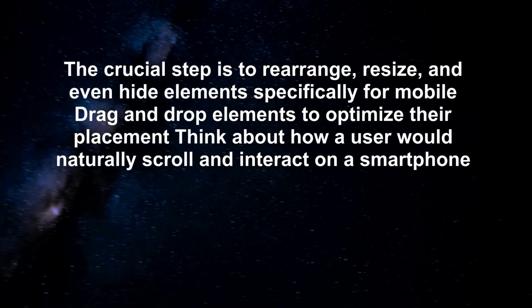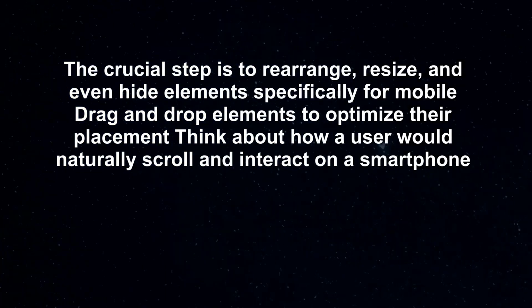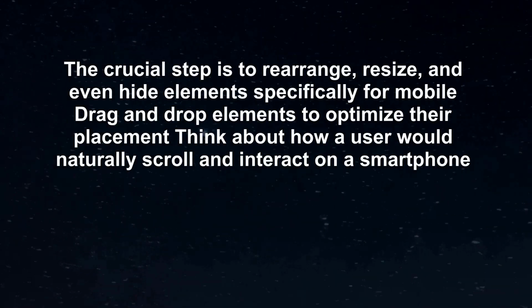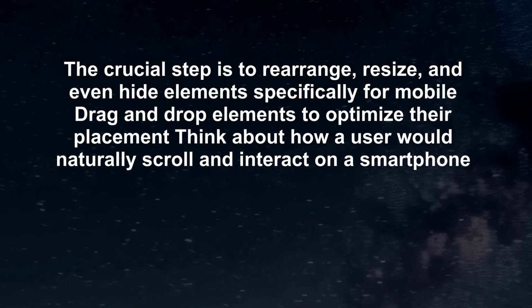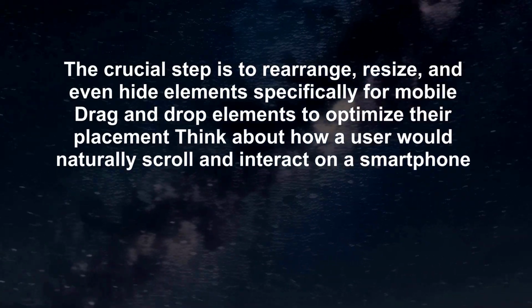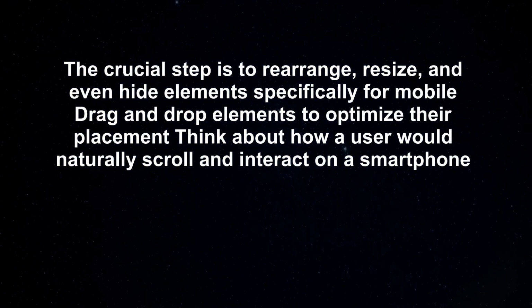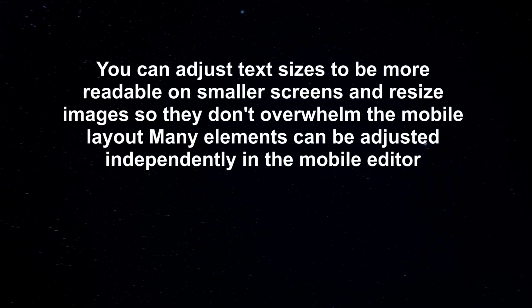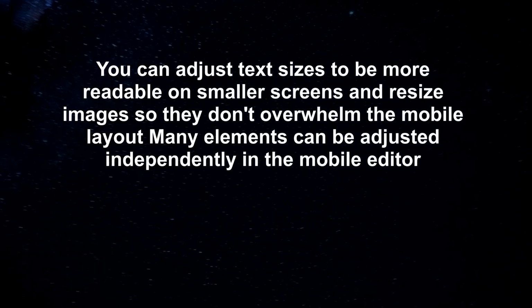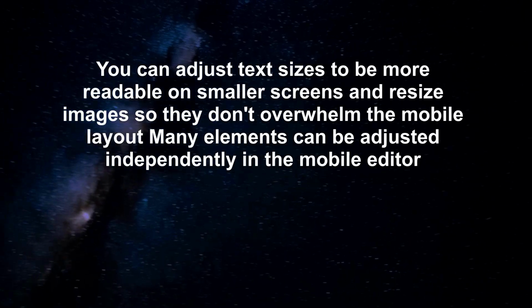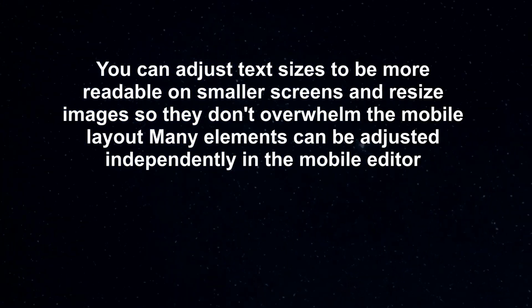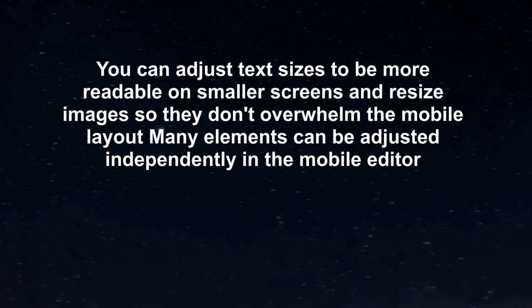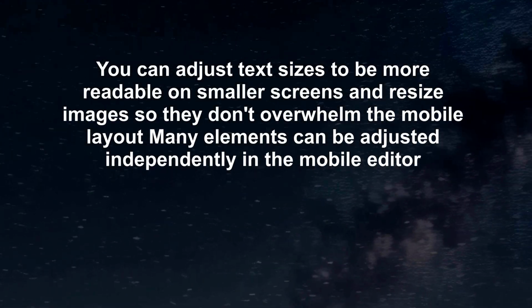The crucial step is to rearrange, resize, and even hide elements specifically for mobile. Drag and drop elements to optimize their placement. Think about how a user would naturally scroll and interact on a smartphone. You can adjust text sizes to be more readable on smaller screens and resize images so they don't overwhelm the mobile layout. Many elements can be adjusted independently in the mobile editor.